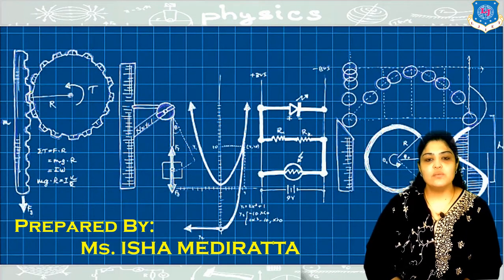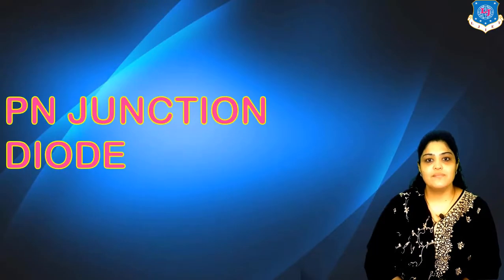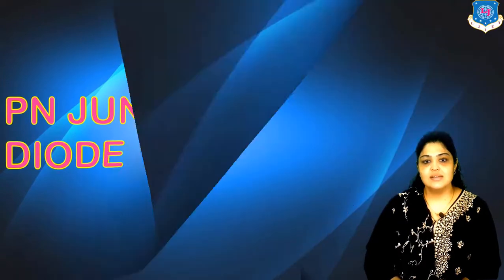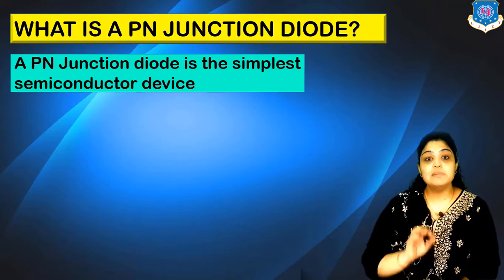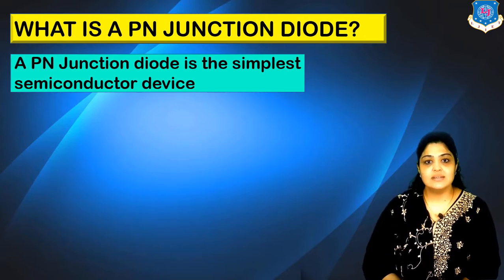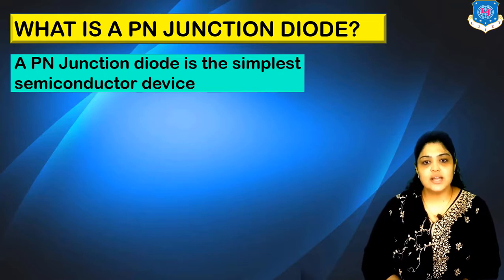In today's video, I will be discussing the simplest of all semiconductor devices, which is known as a PN junction diode. Let's start. So starting with, what is a PN junction diode? A PN junction diode, as I said, is the simplest semiconductor device. Let's see what a PN junction diode is.